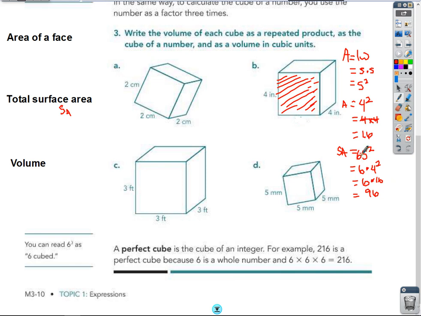So the surface area comes from finding the area of one face, which in this case is 16, and multiplying it by 6, because there are 1, 2, in the back 3, left 4, top 5, bottom 6 sides that will all also be 16.